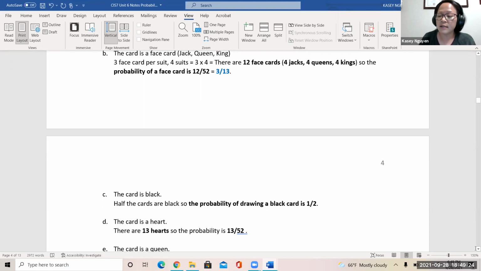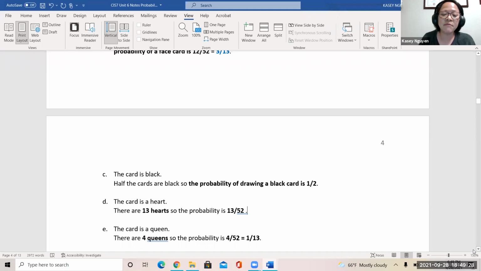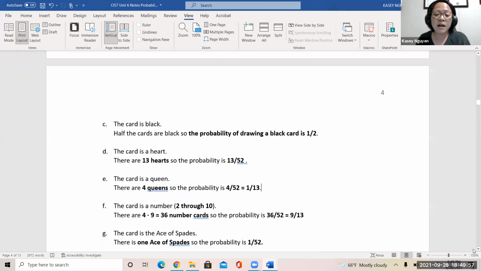What if I want to draw a queen? And that could be a king or a jack, same, right? There are 4 suits and each suit has 1 queen. So 4 queens. I would take 4 divided by 52, which gives me the simplified ratio of 1 over 13. Then what if I wanted to draw number cards, but not the ace, between 2 through 10? From 2 through 10, that will be 9. We would take 9 times 4, which gives you 36 cards, and 36 over 52 reduces down to 9 over 13.